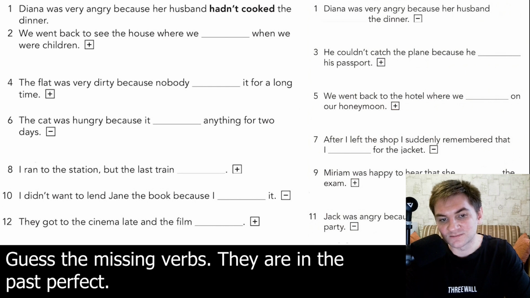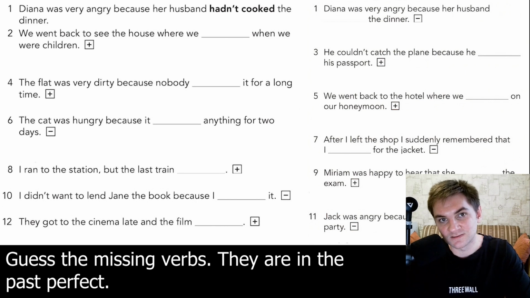Number 5. We went back to the hotel where we on our honeymoon. Number 6. The cat was hungry because it, a negative verb, anything for 2 days. Number 7. After I left the shop, I suddenly remembered that for the jacket. You see, there is a preposition for. Number 8. I ran to the station, but the last train. Number 9. Miriam was happy to hear that the exam. Number 10. I didn't want to lend Jane the book because it's a negative verb here, at. And number 11. Jack was angry because him to my party. And number 12. They got to the cinema late and the film.